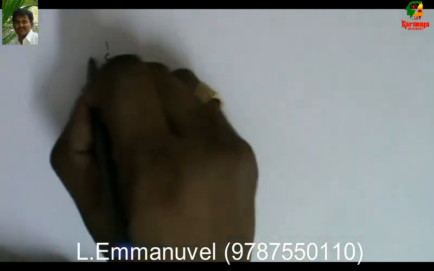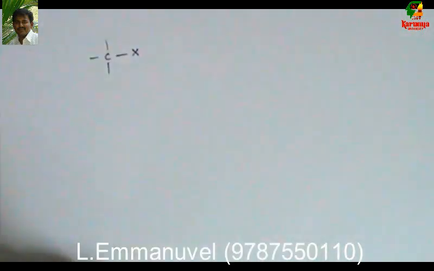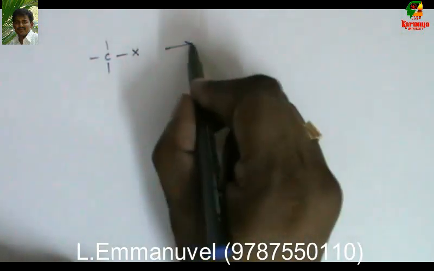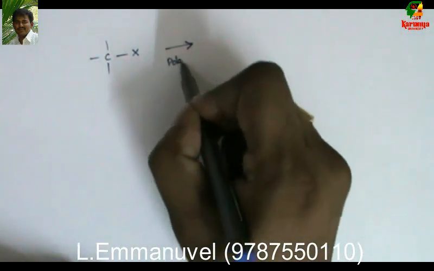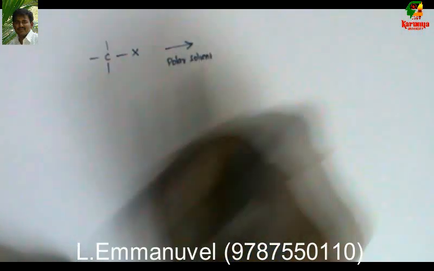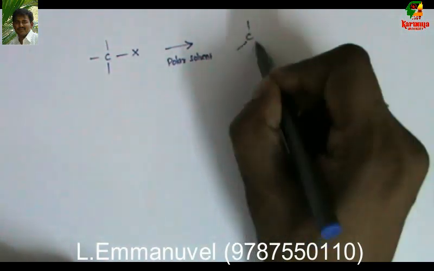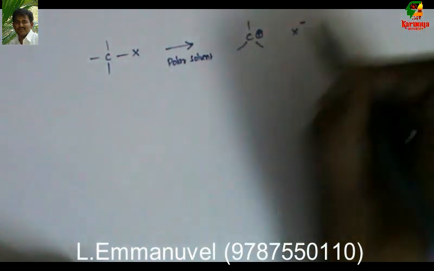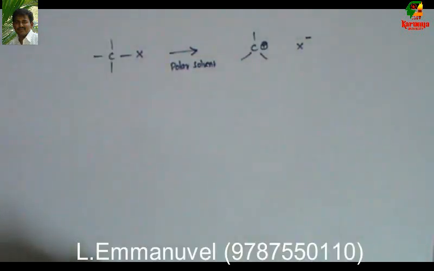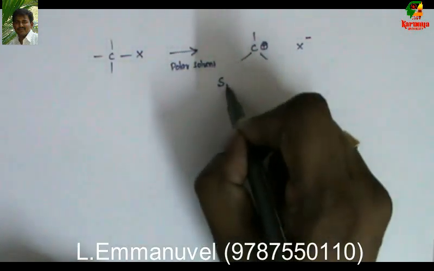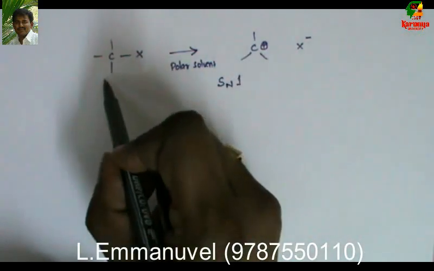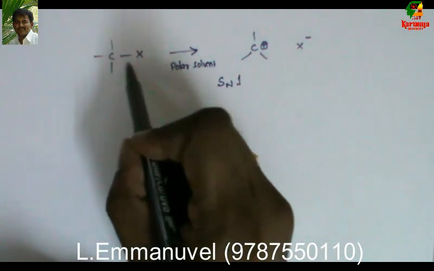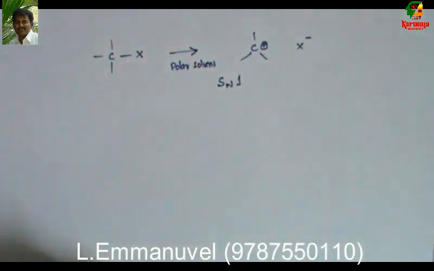The third method to generate carbocation is from alkyl halide. Alkyl halide in polar solvent dissociates to give carbocation and X minus. This is another method to generate carbocation. So this is called the SN1 reaction. Again, if it is a tertiary alkyl halide, then the formation of carbocation will be more facile.